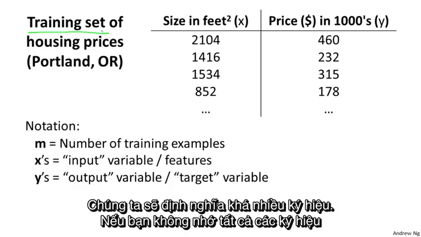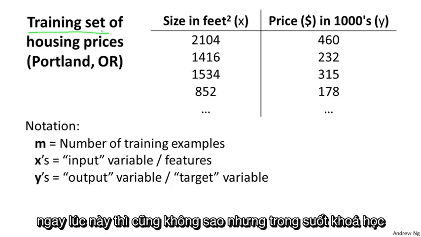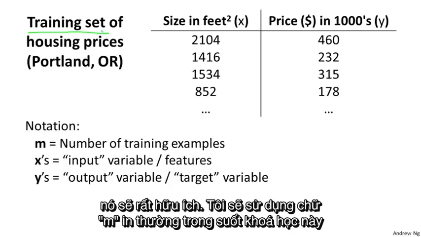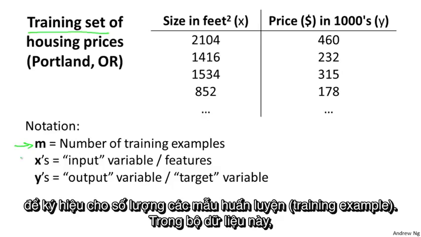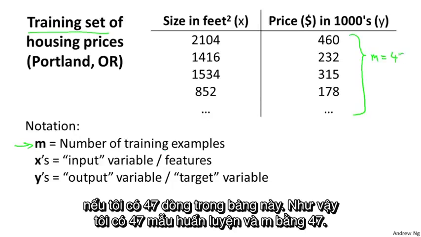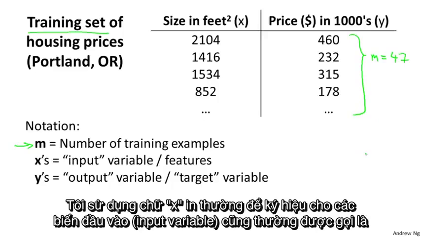It's okay if you don't remember all the symbols right now, but as the course progresses, it'll be useful to have a convenient notation. So I'm going to use lowercase m throughout this course to denote the number of training examples. So in this data set, if I have, let's say 47 rows in this table, then I have 47 training examples, and m equals 47.